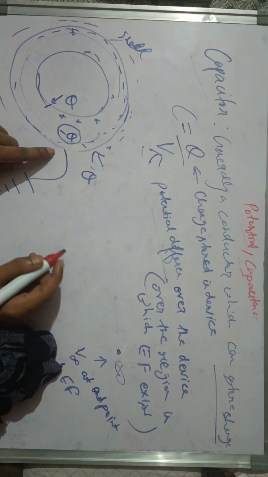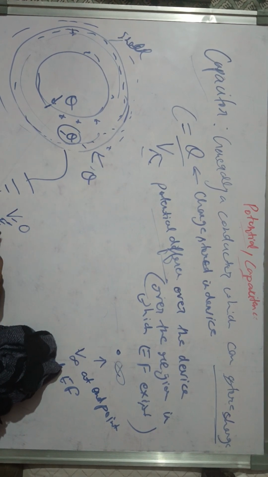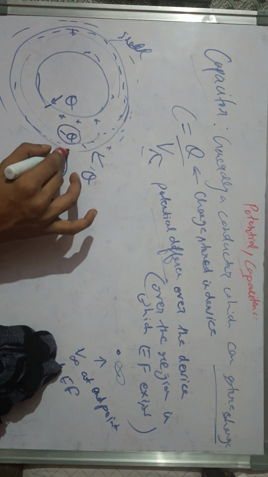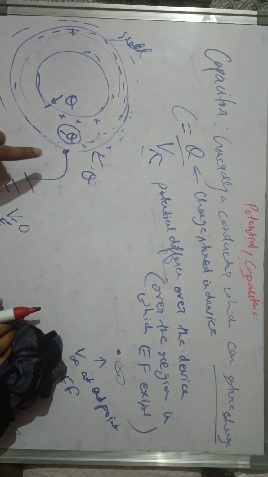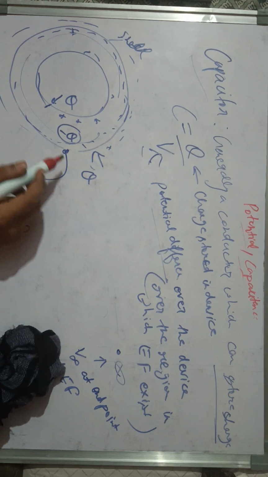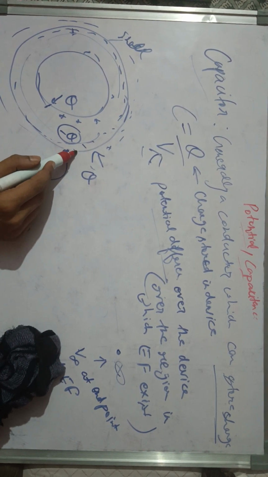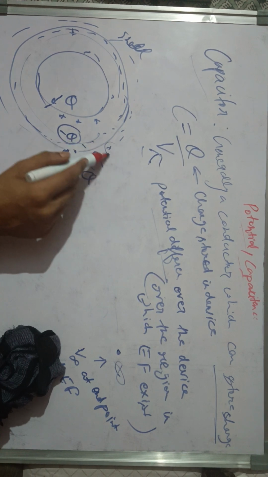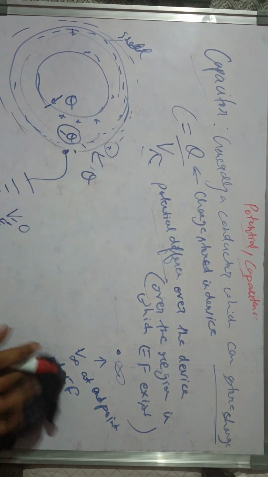Since the potential of earth is equal to 0, the potential of this point should be equal to 0. So to make the potential at this point equal to 0, the potential due to these 2 points is 0 at this location. So this positive charge should become 0.